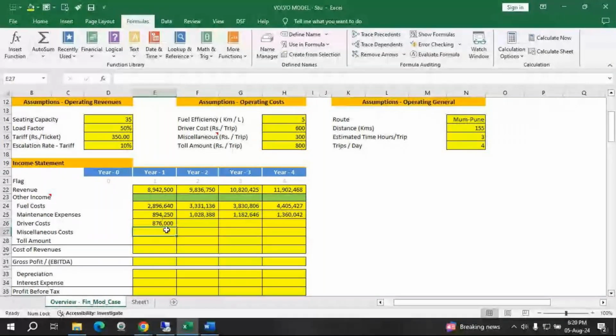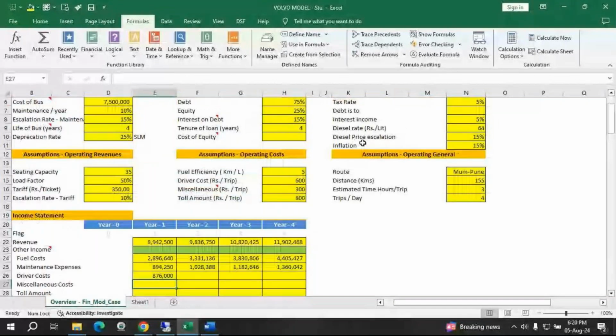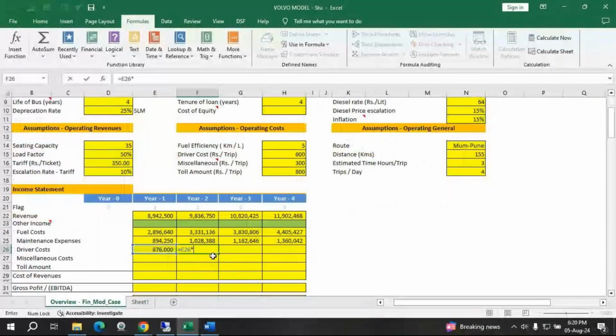Okay. And what they are telling, there is escalation in the driver cost. So inflation. Here they are telling figures assumed for the driver cost and miscellaneous expenses. So 15% escalation is happening on the driver cost equals previous year into, open the bracket, 1 plus 15%. So I'm going to come here and drag it.